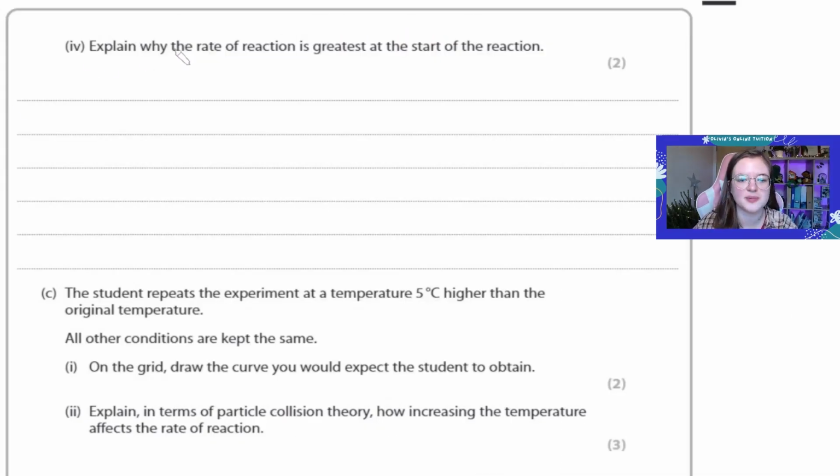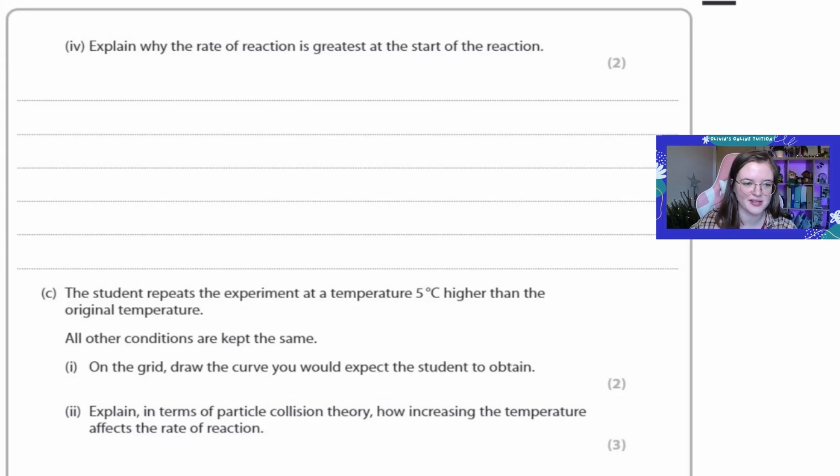In part 4, explain why the rate of reaction is greatest at the start of the reaction. So, because at the start of the reaction, you have all your stuff, don't you? You have loads of stuff that you can react. There's an abundance of particles of both types, magnesium, hydrochloric acid, there's loads of stuff in there, right? Whereas near the end, you run out of stuff. Therefore, there'll be less to react.